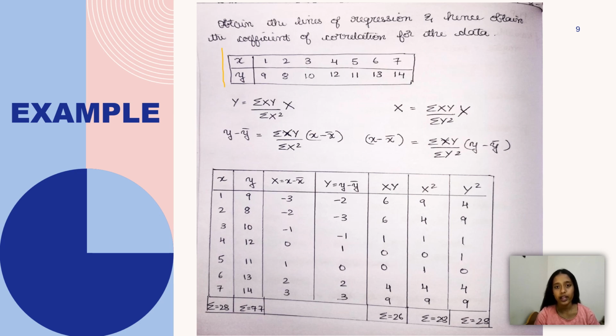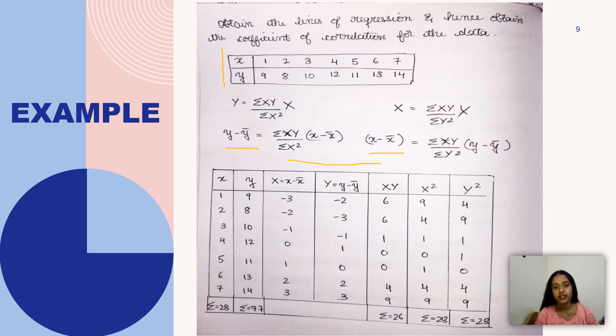So the formula for finding out the lines of regression is y equals sigma xy by summation of x square into the x. And the formula for x is summation of xy divided by the summation of y square into y. The y can be represented as y minus y bar. So x also, in a similar way, can be represented as x minus x bar. These both are the modified formulas based on the requirements.